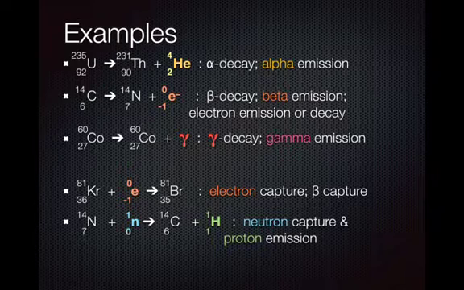When the particle, in example number 4, is on the reactant side, then you say capture. So in the fifth example, we have an electron capture or beta capture. And down below, the blue neutron is on the capture side, so we'd say neutron capture. And then the green proton is on the decay or emission side, so we say proton emission or proton decay.